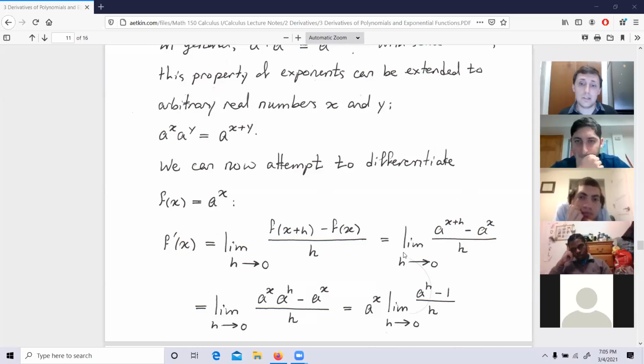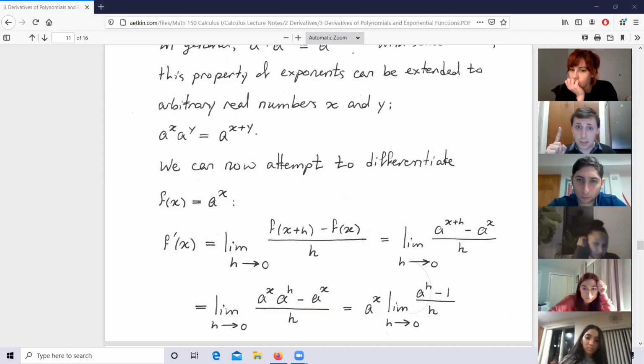If this is so, then what is this? Don't solve it. What is it? Well, you're labeling it as limit, but what is it?